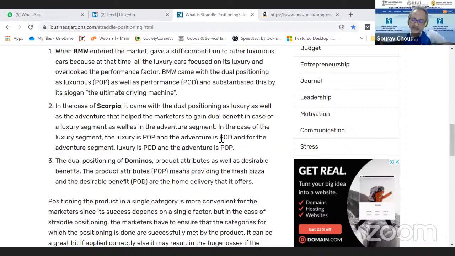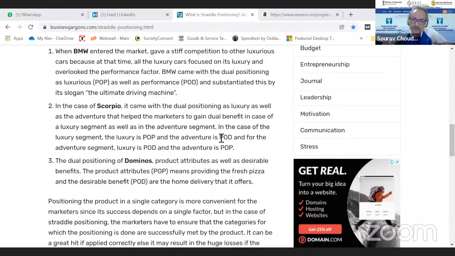This point of parity is actually one of the attributes. Domino's Pizza: product attributes as well as desirable benefits. The product attribute means providing fresh pizza. Everybody says we provide fresh pizza. That's the POP. There's another point of parity here: they are in the pizza market.